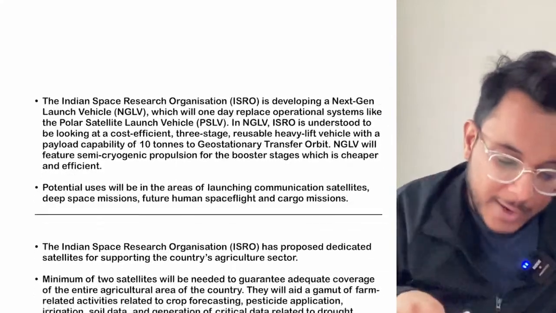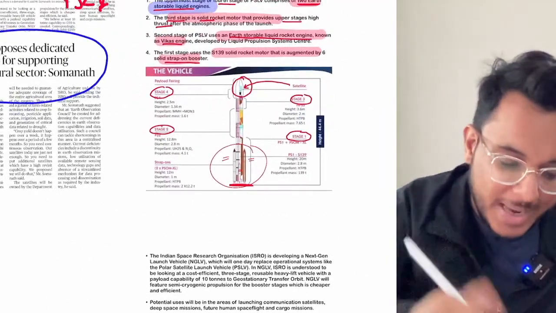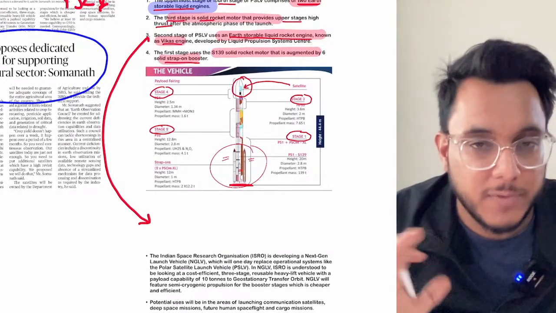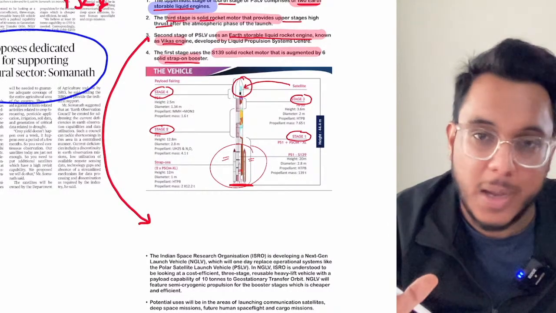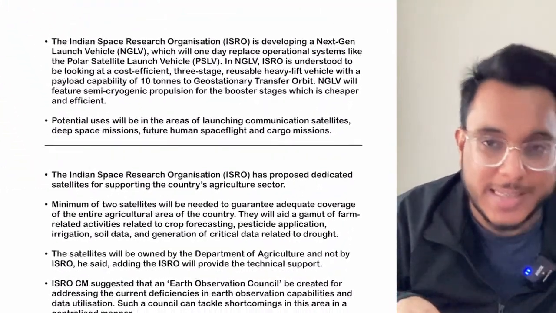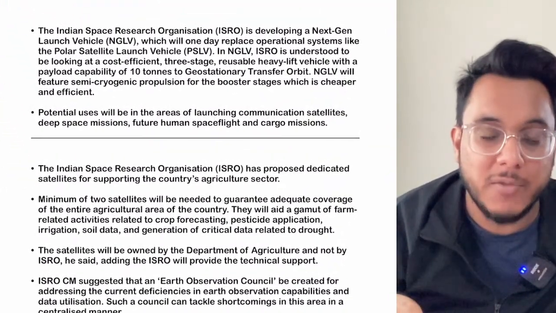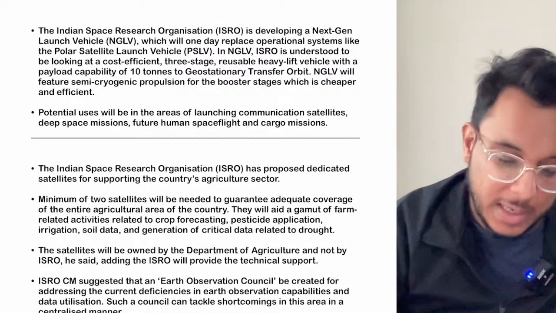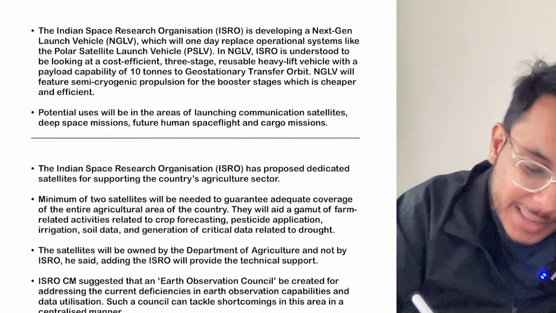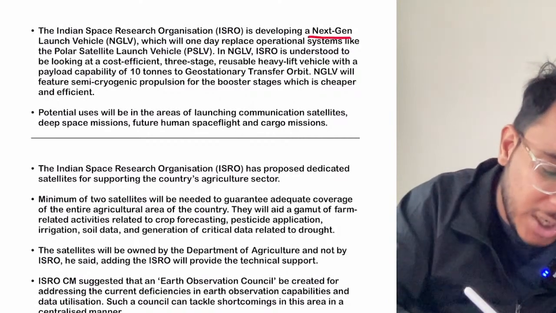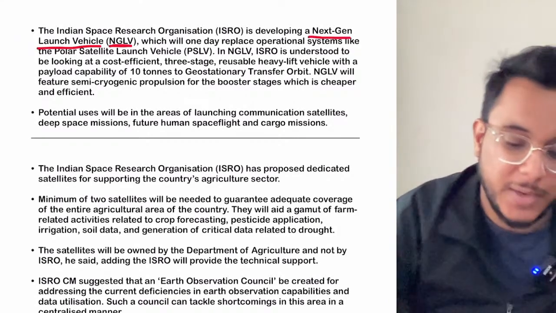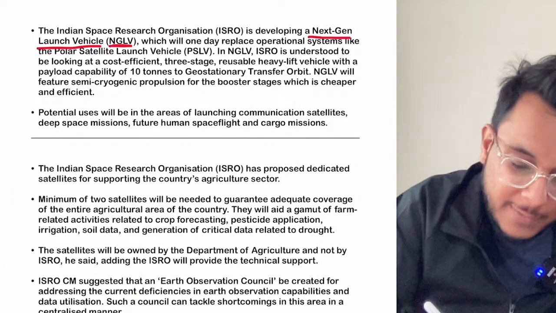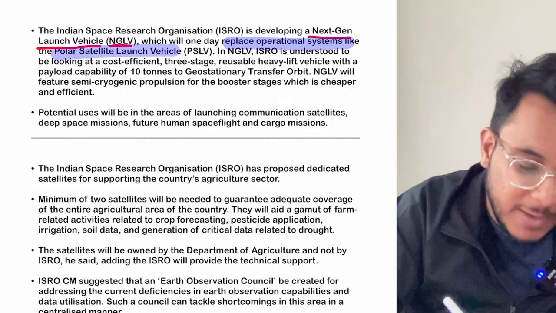Okay, now when we talk about ISRO, this PSLV has done so many successful launches. More than 50 launches have already been done by this PSLV. Now ISRO says that we need to retire the PSLV and come out with the next state of the art launch vehicle, and ISRO is therefore saying that we are developing the next generation launch vehicle, that is the NGLV. Now this NGLV, this new generation launch vehicle, will replace the operational PSLV.